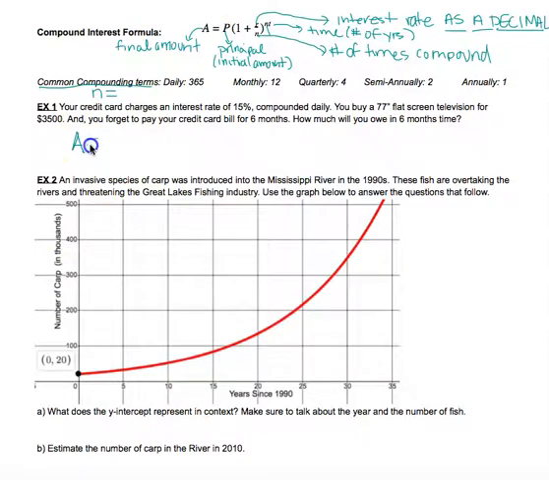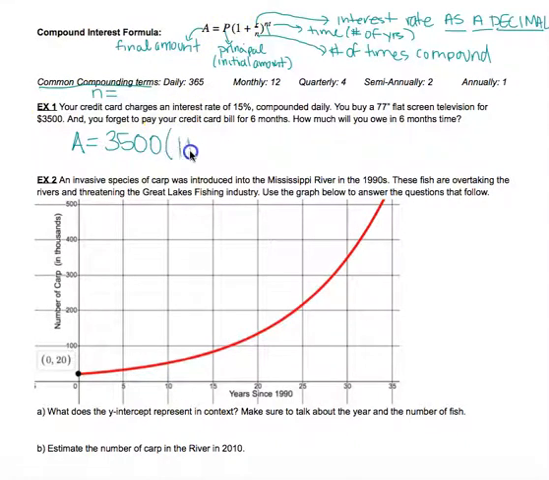So A equals P, principal, the initial amount. That's the initial amount that we charged, which I want you to go ahead and type in. So what is the initial amount? What should we be plugging in for P in this situation? All right, hopefully you said 3,500 because that's the initial amount that we charged.